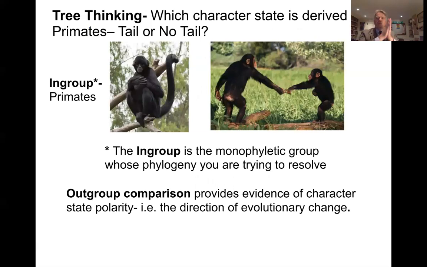So let's use an example very close to home, and let's think about the presence of tails in primates. Our in-group is the group of which we're interested in inferring the phylogeny, in this case, primates. And the outgroup will provide evidence of character state polarity, that is, the direction of evolutionary change. We want to know, what is the derived state for primates? Is it having a tail like we see in this Old World monkey? Or is it being tailless like we see in the chimpanzee, our fellow great ape?